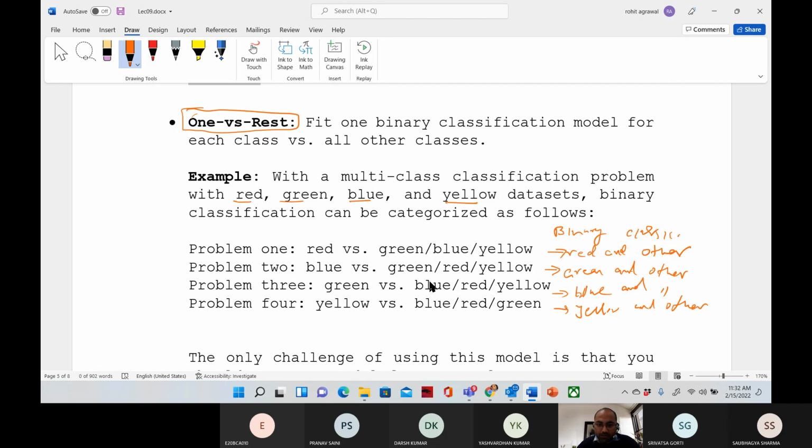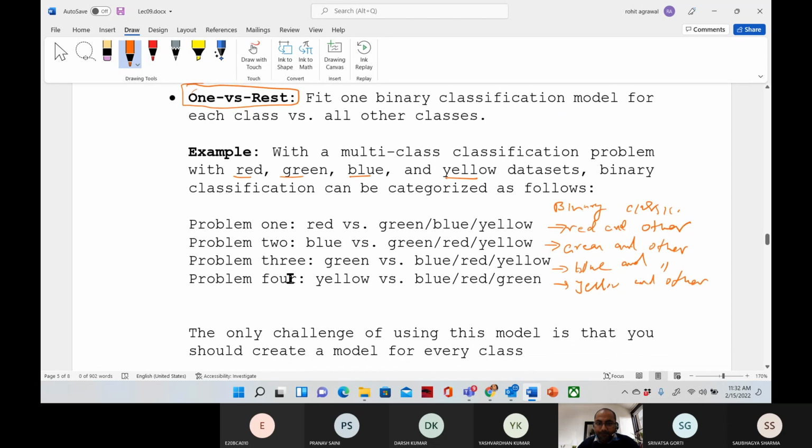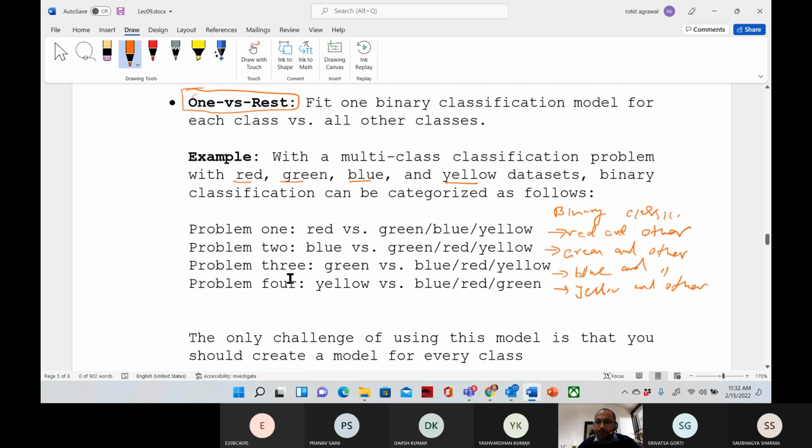I think my point is clear. One versus rest means one class versus all other classes, so 2 classes will be there: one class and the other class. Then the second class and the remaining classes, the third class and the remaining classes, the fourth class and the remaining classes. So if we have 10 classes, as in handwritten digits classification, we need to do 10 binary classifications.